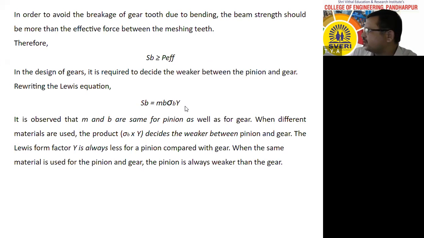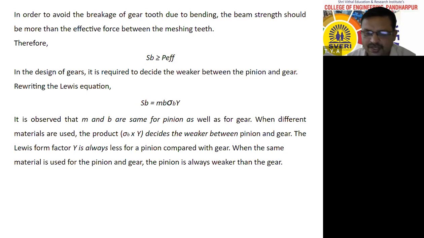Now, how to decide the weaker? Always remember, when two gears are in contact with each other, the material of the two gears may be same or may be different. The pinion is the smaller gear and the gear or wheel is the larger gear. When the material of both the gears is the same, we have to consider that the pinion is weaker than the gear.